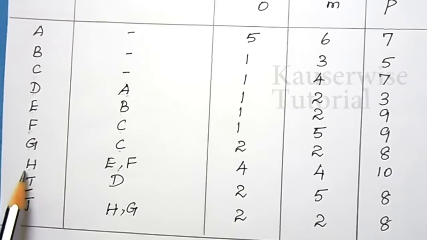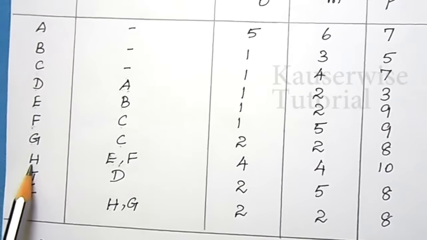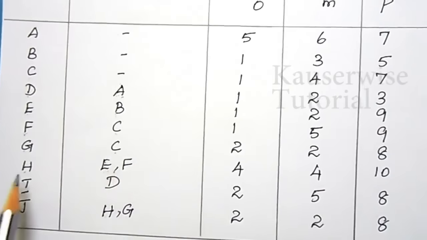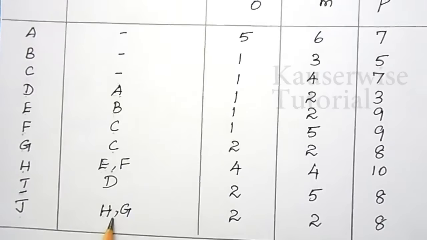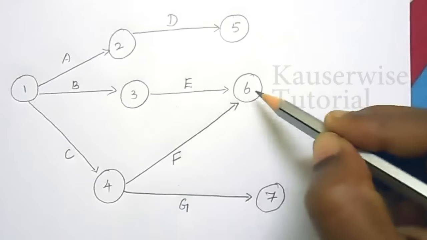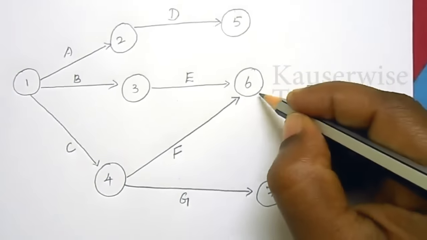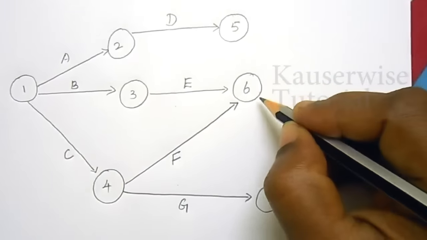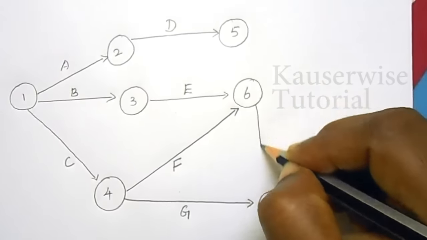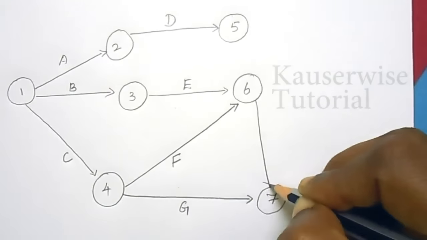The next activity is H. So H starts where E and F ended. At the same time, H ends along with G. See, here E and F ended together. Now you have to start the next activity. The next activity is H. H starts from here and ended along with G.